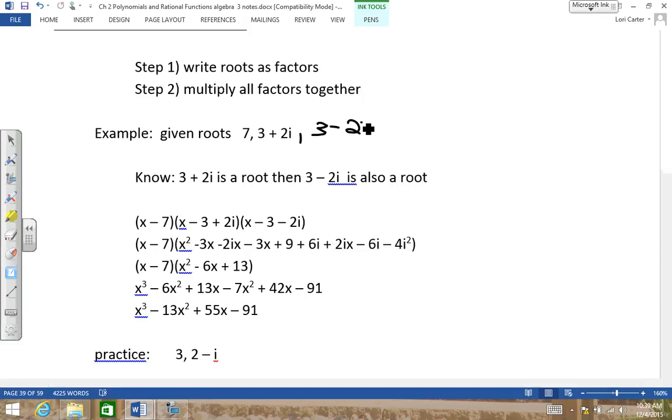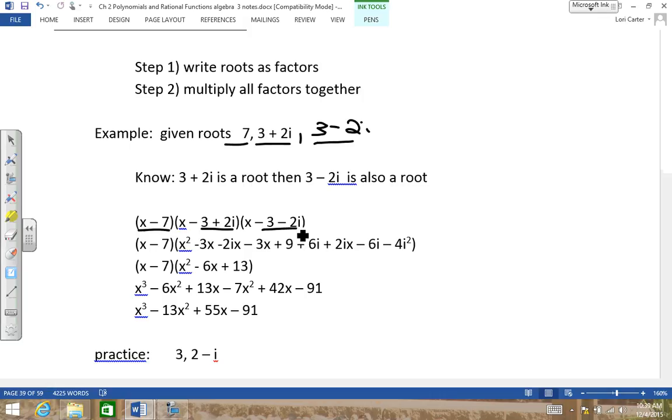When you do this, you have to put them into factors, which is x minus the number. So I have to change this to x minus 7, x minus 3 plus 2i, and x minus 3 minus 2i. I have all 3 of my roots written as factors. So it's x minus, always. Always. Why?